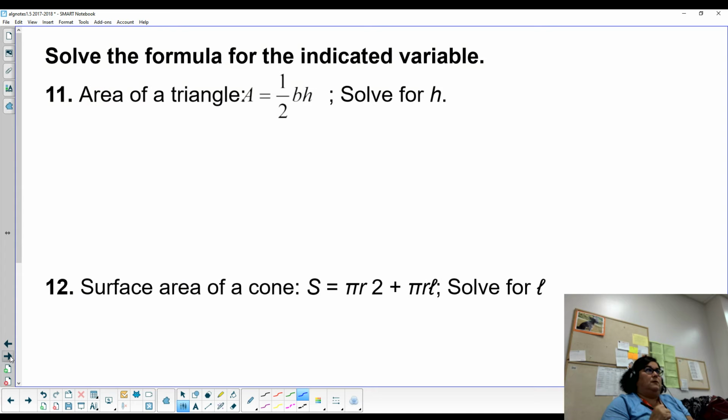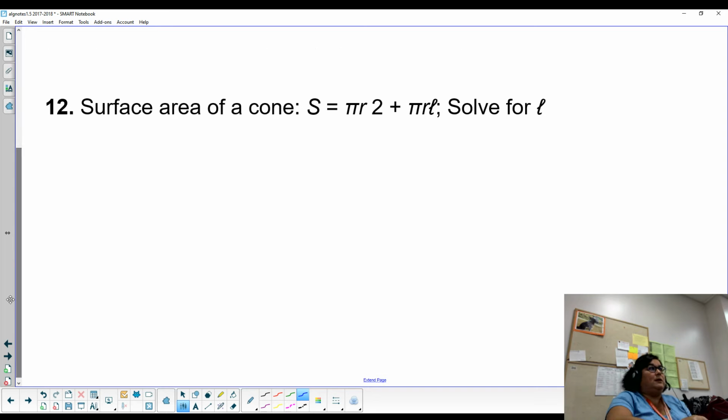We did the area of a triangle one in the other lesson. I want to do this one, number 12, that has pi in it. When you look at this pi one, you're going to think it's kind of like a variable. You're not going to change it to 3.14 or anything like that. You're going to leave it the way it is. And we're going to solve for L.